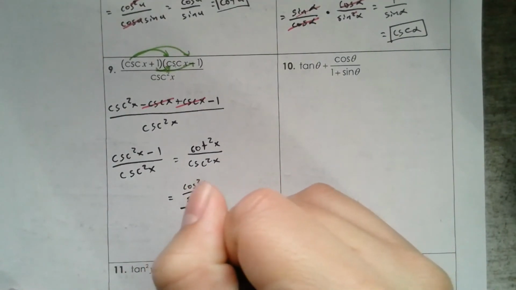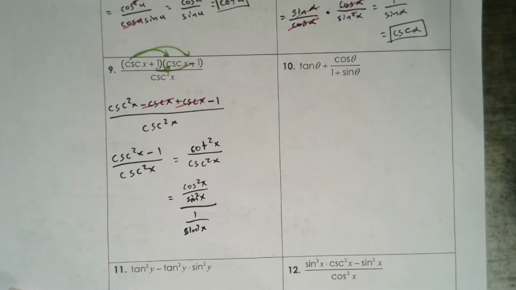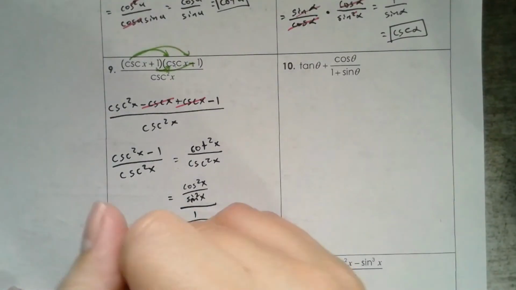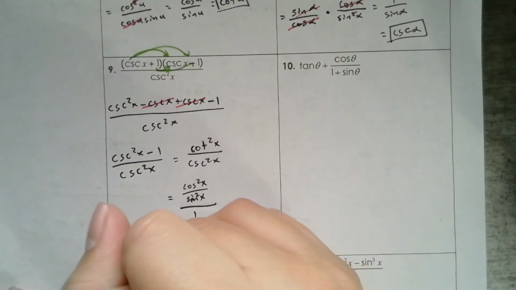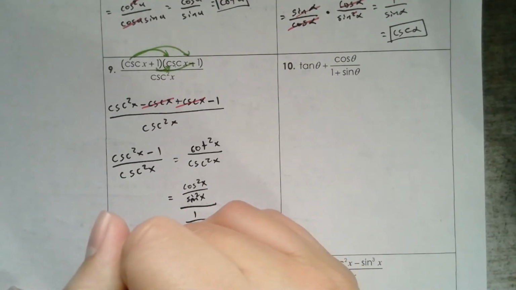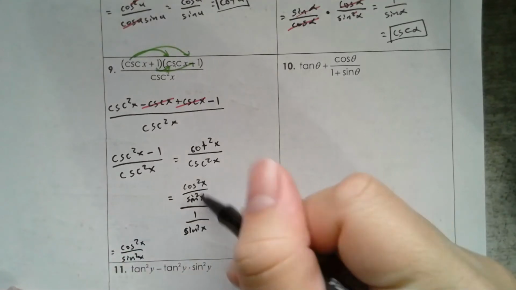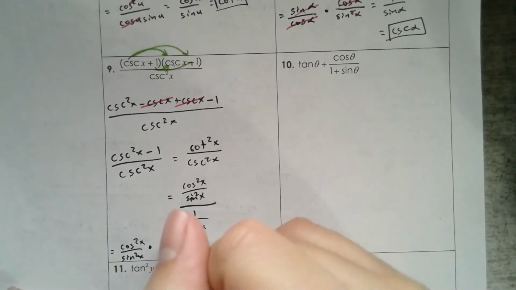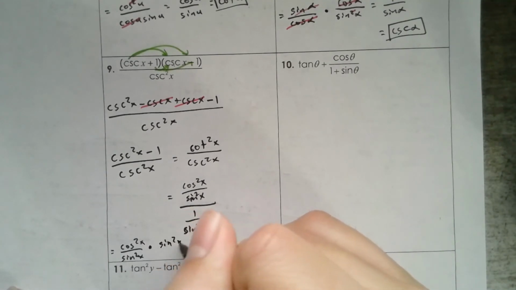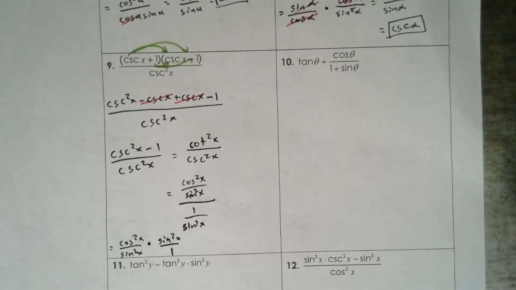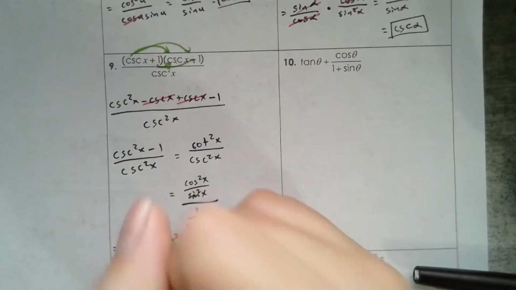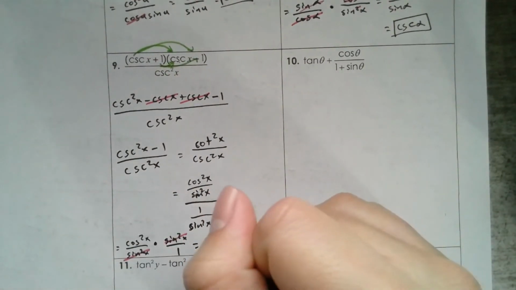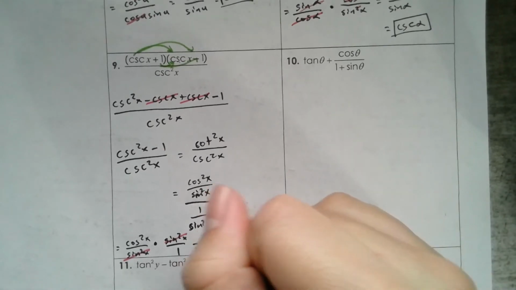Fraction over a fraction, multiply by the reciprocal. Here's the numerator, cosine squared x over sine squared x, times the reciprocal, sine squared x over 1. The sine squared x's will cancel out, and so that's just cosine squared x, and that's your answer.